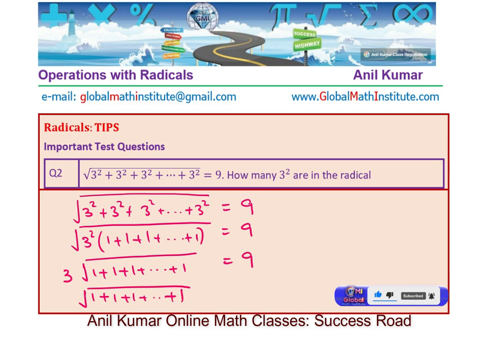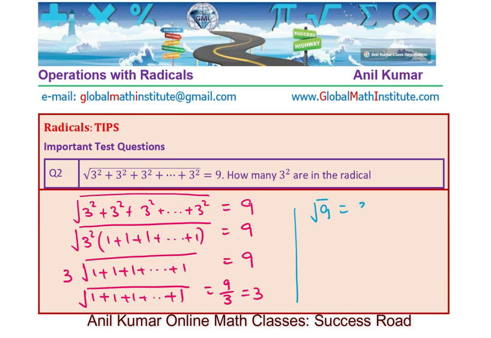Basically, I want this sum of ones, square root, to be equal to 9 over 3, which is 3, right? And that is possible only if I have within the radical 9, correct? So that is possible only if we have square root of 9 here, right? That is 3, right? So that means how many 3 squares do we have? We have 9 3 squares. Do you see that? So that is how you could answer this particular question.